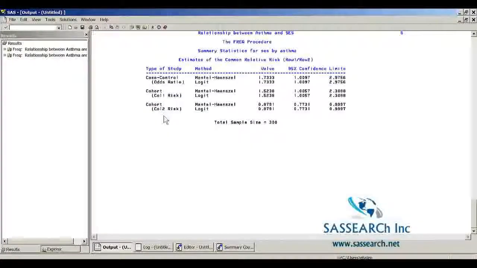So here's what the output looks like when we ask for the CMH option. And again, it's very similar to what we saw before when we asked for relative risk. We have the summary for the case control type of study with the odds ratio. We have the summary if your type of study was a cohort, so this would be relative risk, where we're looking at column 1 as the risk. And then we have the summary of relative risk, where we're looking at column 2 as our risk.